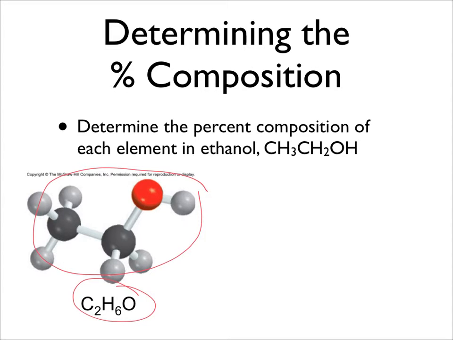So let's determine the mass percents, or the percent composition, for each element. I'm going to start with my formula, C2H6O. I know I've got two carbons, six hydrogens, and one oxygen. So I'm going to find the sum total, the molar mass of this.